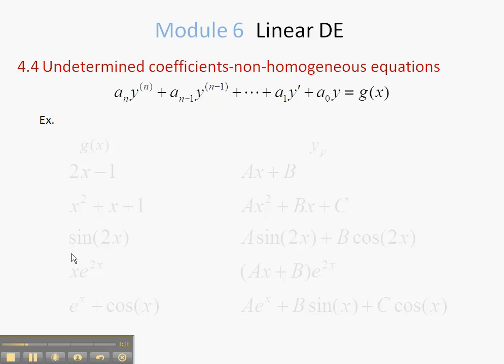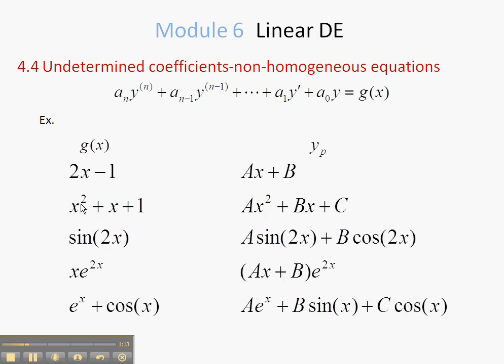So again, here are some examples. If I have g of x linear, say 2x minus 1, then I'm going to guess that yp is also linear. But I don't know what the coefficients of my linear solution might be. If it's quadratic, then I'm going to guess that yp should also be quadratic. If it is a trig function, then I'm going to guess that it is some combination of trig functions.